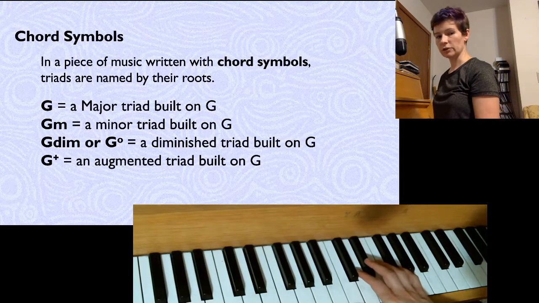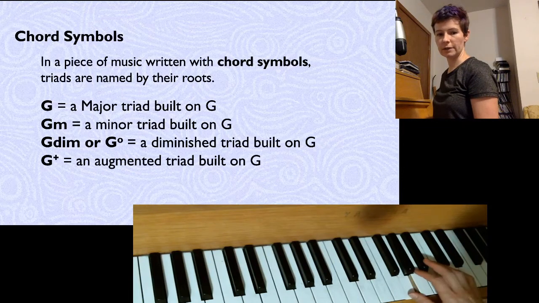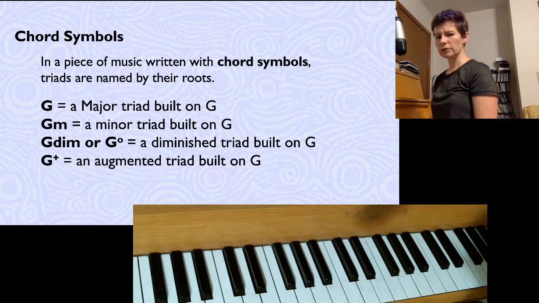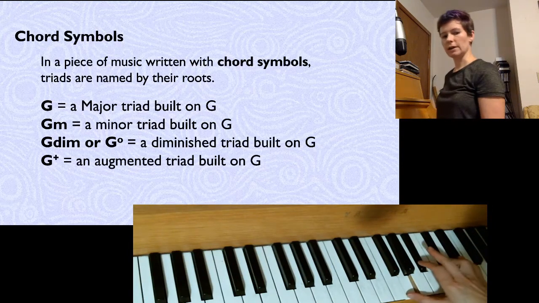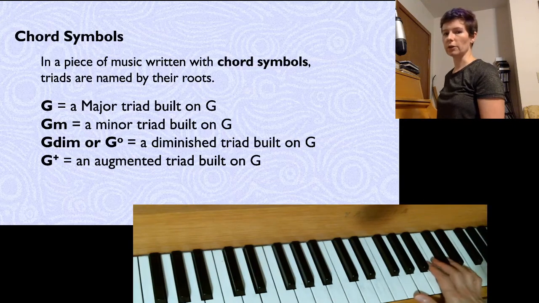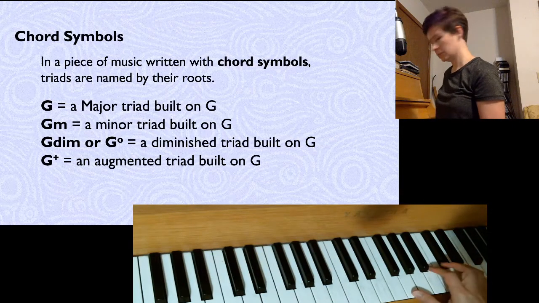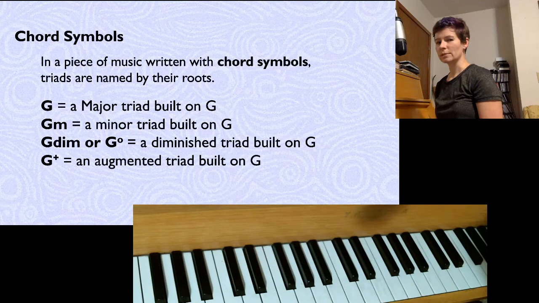If I see a G with a lowercase m, that means a minor triad, G, B flat, D. G diminished, or G with a little circle next to it, means a diminished triad, G, B flat, D flat. And a G with a plus sign next to it would be an augmented triad.